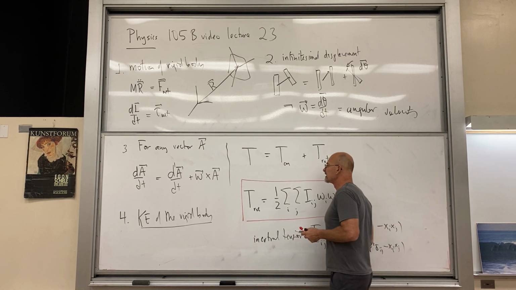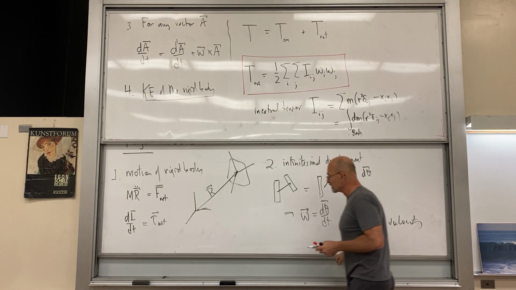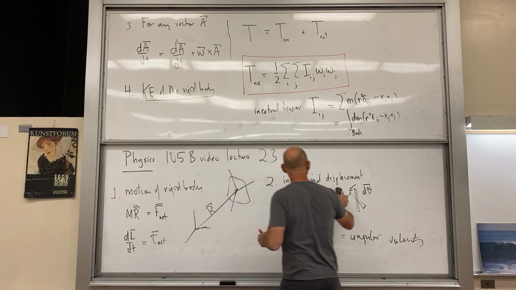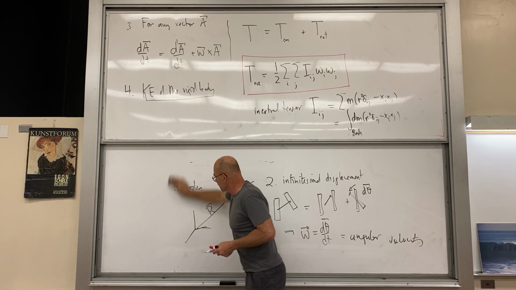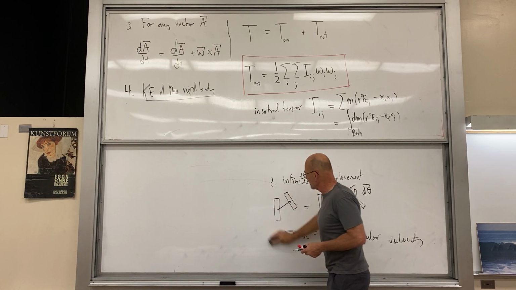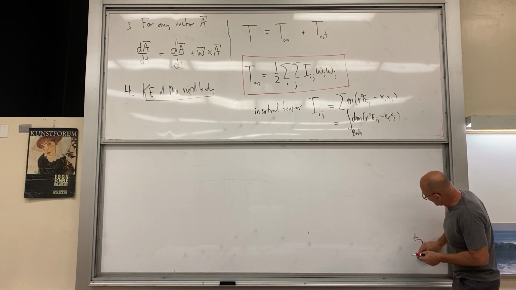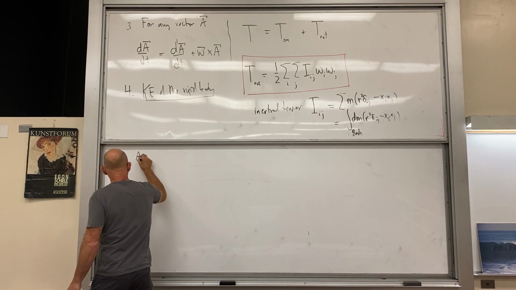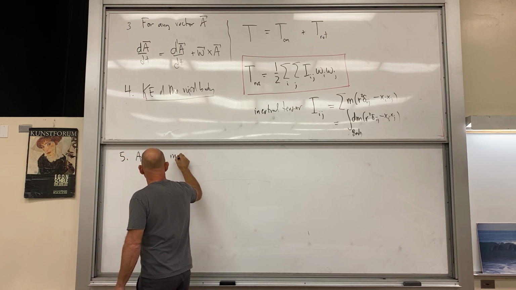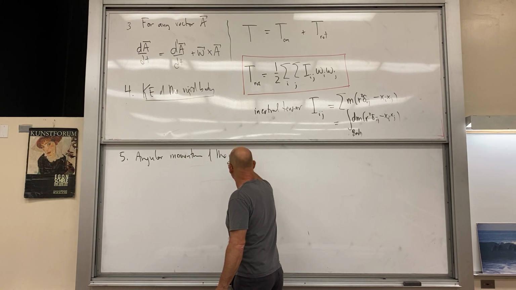Good. So let's go ahead and, while we're on this, do the derivation for the angular momentum as well. It's quite related to what we just did, a little bit different. But we certainly need the angular momentum. So 4.5, angular momentum of the rigid body.